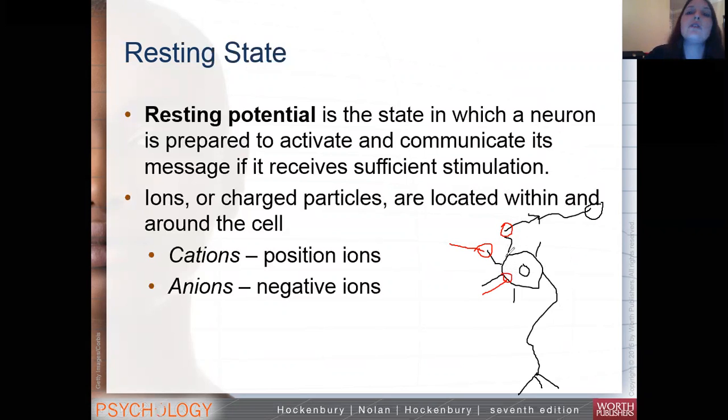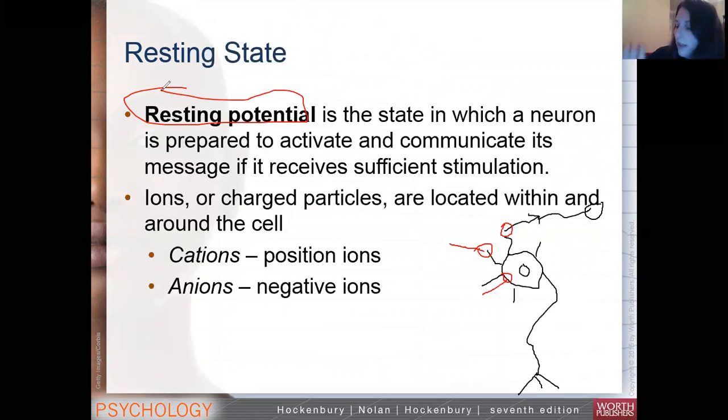So it's getting some messages from all these other neurons and it's saying you need to do something, okay? It's like you need to activate. What happens is that until it receives enough messages, it's just gonna sit and not do anything. It's just going to sit and wait. And this is what we refer to as this idea of resting potential. This resting potential is the state where it's prepared to activate, it's prepared to communicate as long as it gets the message. But as of right now, it's not getting enough stimulation.